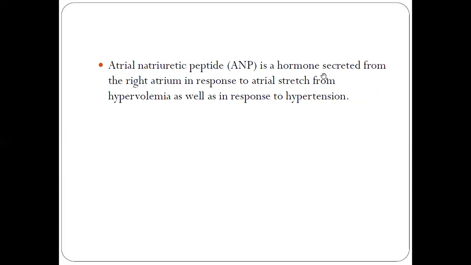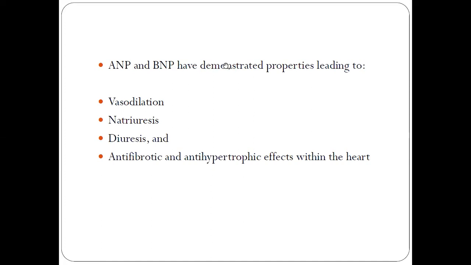ANP is a hormone which is secreted by the right atrium. The release of this hormone occurs in response to the stretch of the atrium from hypervolemia as well as in response to hypertension. There are majorly four actions of ANP and BNP. One is vasodilation, which leads to hypotension; natriuresis, that is increased excretion of salt and sodium; diuresis; and antifibrotic and antihypertrophic effects within the heart. So these are all protective phenomena.